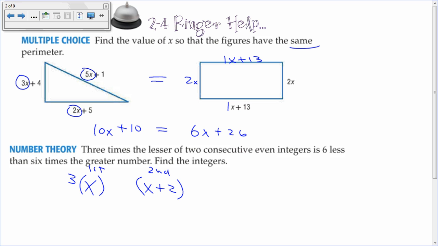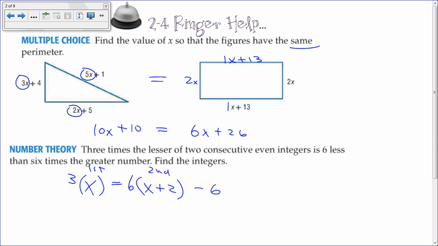What am I doing with the 2 numbers? Or would I even use this? I wouldn't use it yet, would I? I'm not going to add them, would I? Because it doesn't say anything in there about adding the 2. Does it? Okay, so 3 times the lesser of the 2 consecutive is 6 less than 6 times the greater.